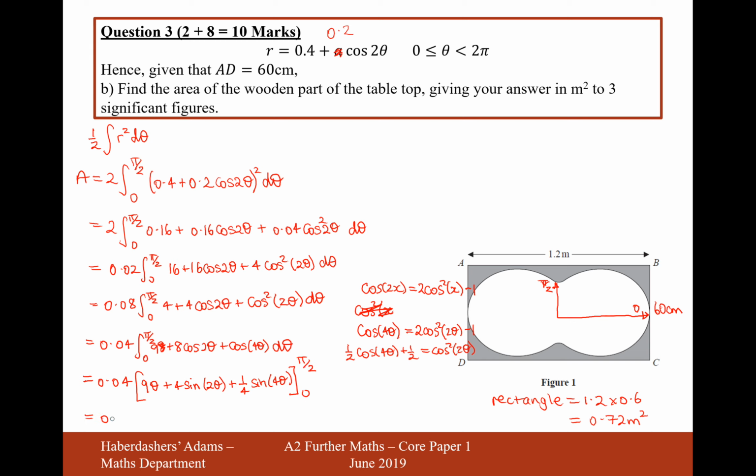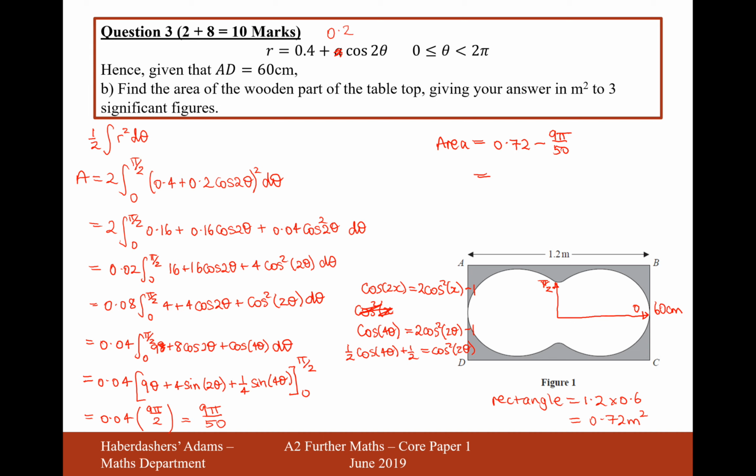Let's now expand what we've got here. It's 0.04 multiplied by 9 pi by 2. When you put pi by 2 into sine of 2 theta, that gives sine of pi, which is 0. Sine of 2 pi is 0 as well. Substituting in 0 here, you get another 0. So the majority of this is just 0. Then 0.04 times 9 pi over 2 gives us 9 pi over 50. So the area of the wooden part is 0.72 take away 9 pi by 50.